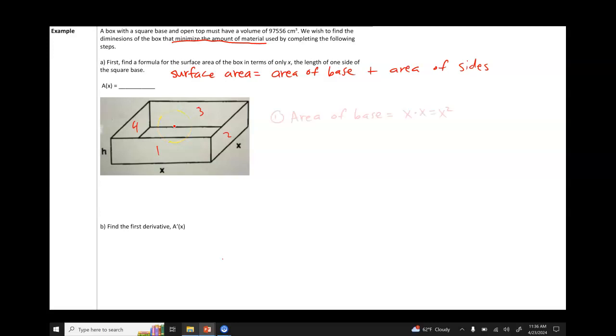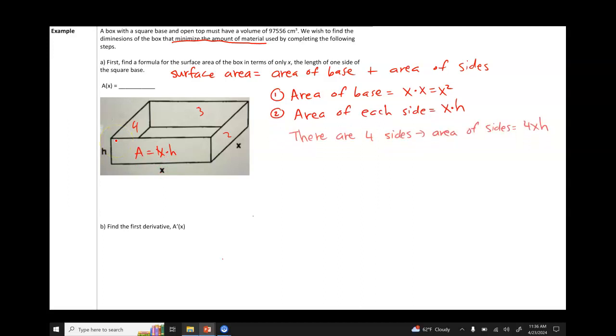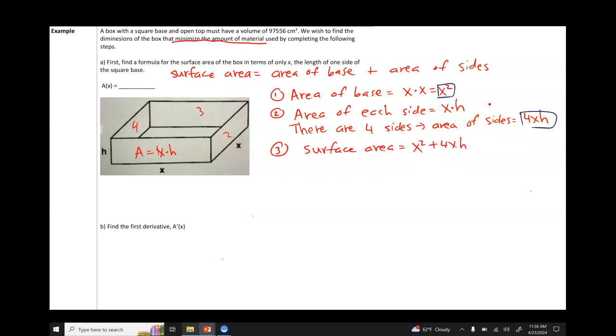So the area of the base is going to be given by x times x, which is x squared. And then the area of each of these sides is going to be given by length times width, which is going to be x times h. And then there's 4 of them. So the total area of the 4 sides is going to be 4xh, which is 4 times xh. So the total area of this box is going to be given by the area of the base, which is x squared plus 4xh.